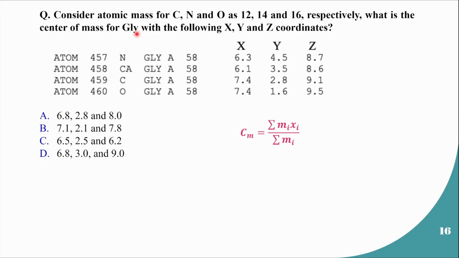So in this case we'll get three different calculations. One will be for the x coordinate, one for the y coordinate, one for the z coordinate. For each of these coordinates, for each of these atoms, you have to calculate the mi times xi and divide that by the summation of mi, and then you will get the answer. So we will try to calculate this and share in the chat.